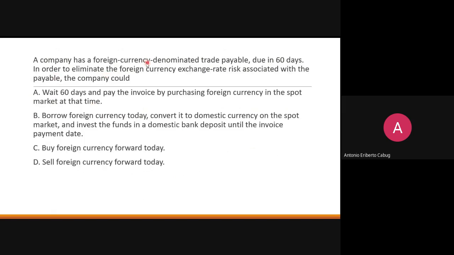A company has a foreign currency denominated trade payable due in 60 days. In order to eliminate the foreign currency exchange rate risk associated with the payable, the company could buy the foreign currency forward today. When will the delivery happen? The delivery to the company will happen in 60 days, although the price has already been set now, so that no matter what the market price is, no matter what the spot exchange rate is in the future, it will no longer be relevant. They already set the price now.